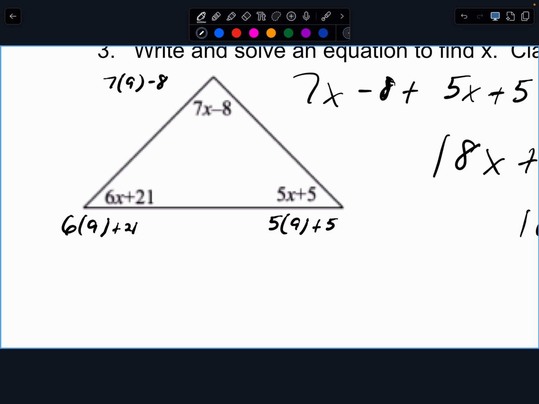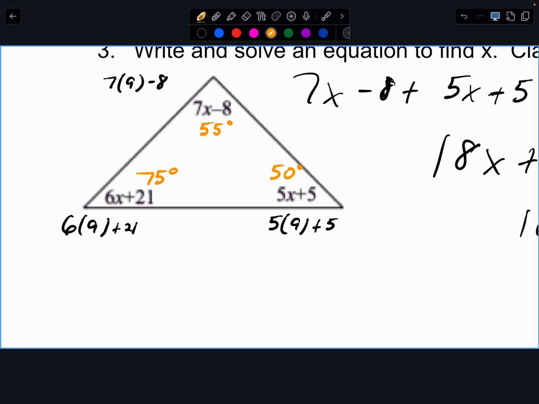I don't care what order you do this in. What's 7 times 9? I'll do this one up top. 63. 63 minus 8? 55 degrees. So this one's 55 degrees. 6 times 9? 54. Plus 21? 75. Yes, Reese. Next one. 5 times 9? 45 plus 5 is 50. Excellent, JC. You're on fire.